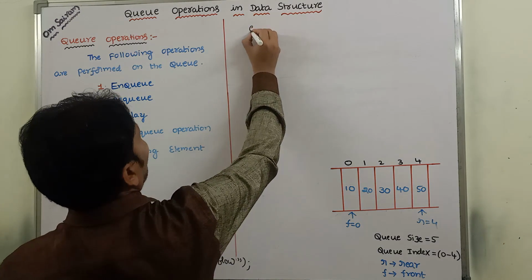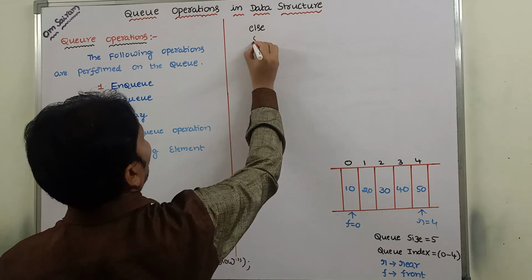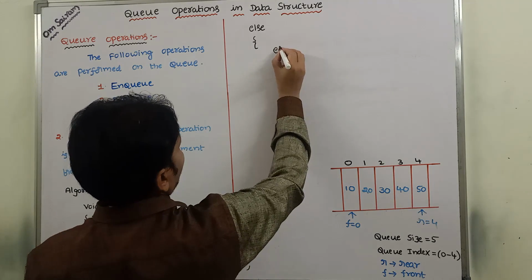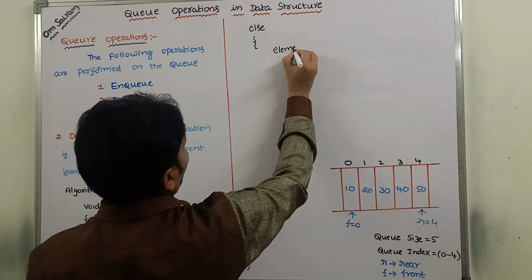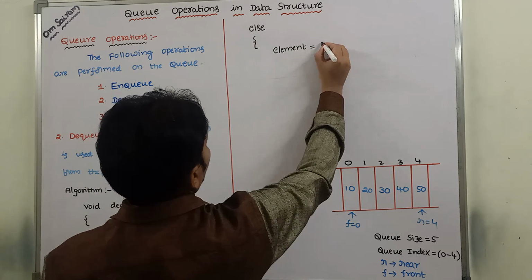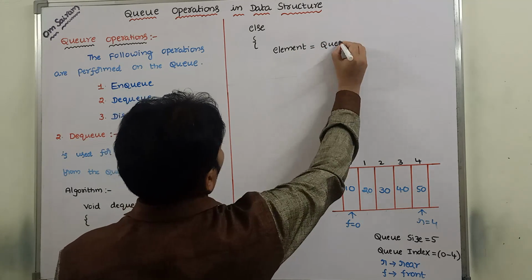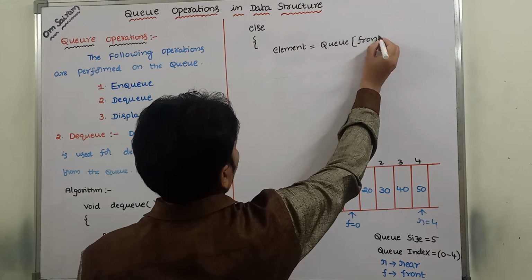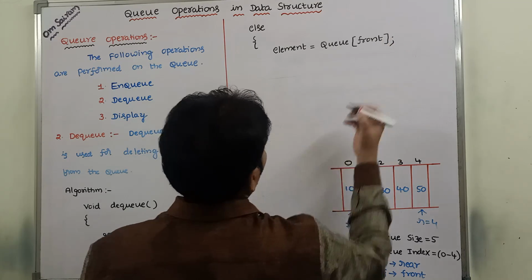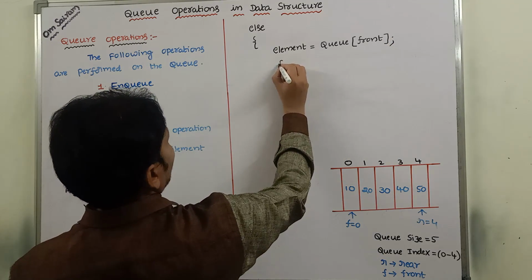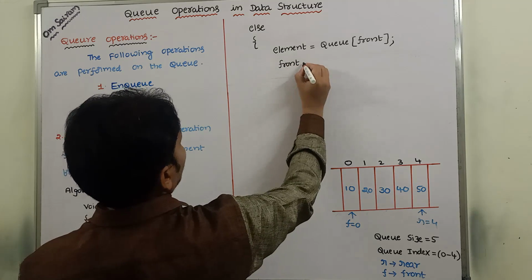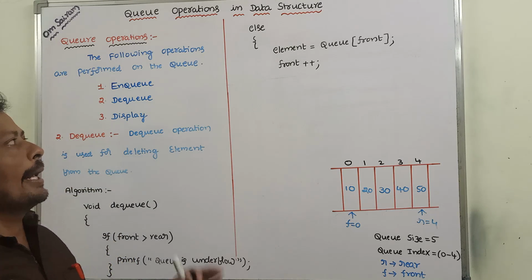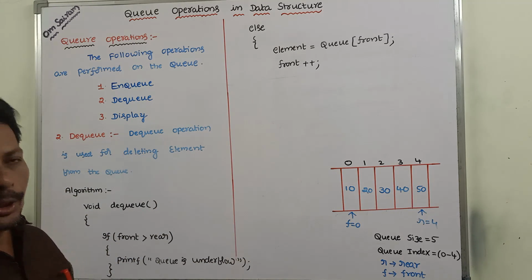Else, the element can be deleted from queue of front. Element is equal to queue of front. After that, front plus plus. Suppose we want to delete the element that we are deleted from the queue.